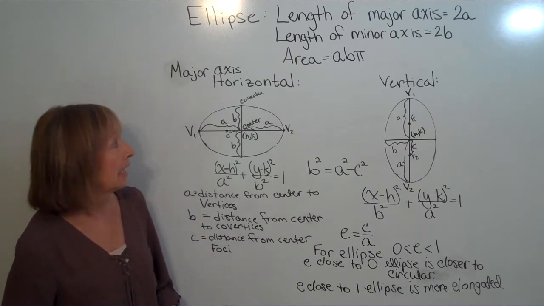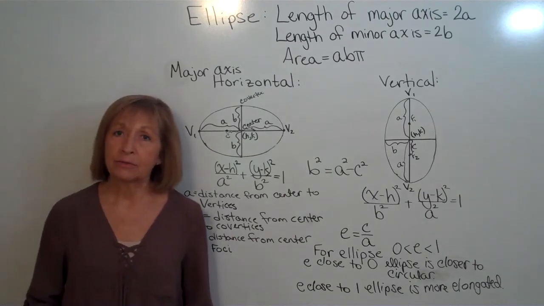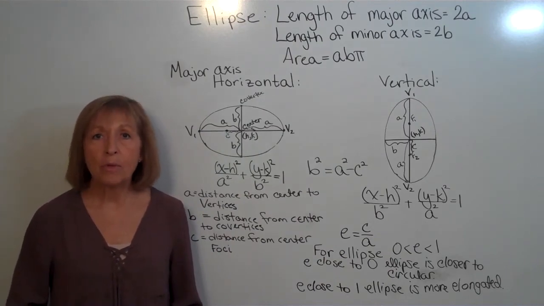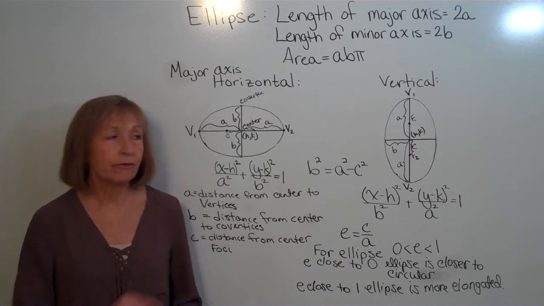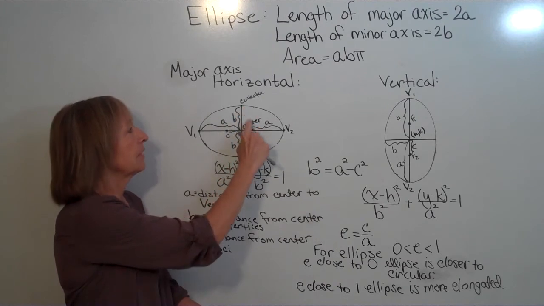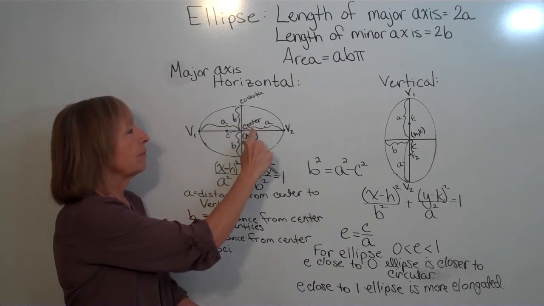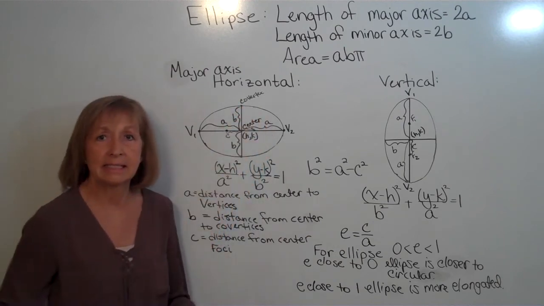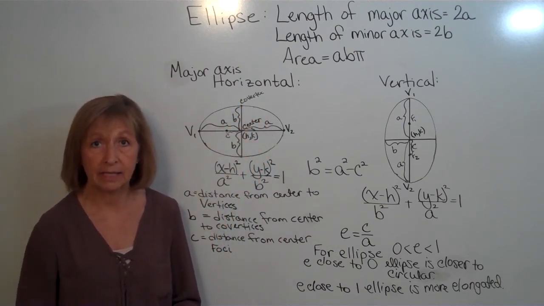Now with an ellipse, it has the characteristic that it's the locus of all points that have the sum of the distances from the focus to a point on the ellipse and the distance from the other focus to the point on the ellipse. That sum of those two distances is the same throughout the entire ellipse.